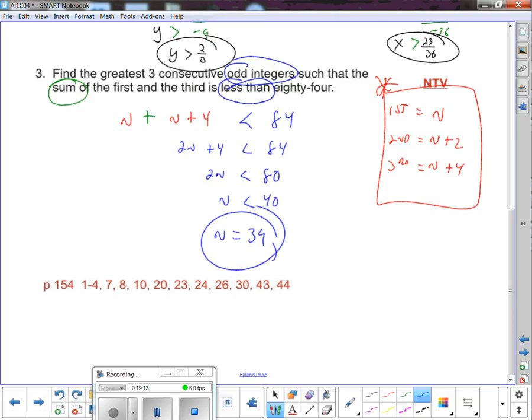The second number is? The first number is 39. The second number is? 41. n plus 2. Isn't the second number n plus 2? Right? What's the third number? 43. The 39 plus 4.